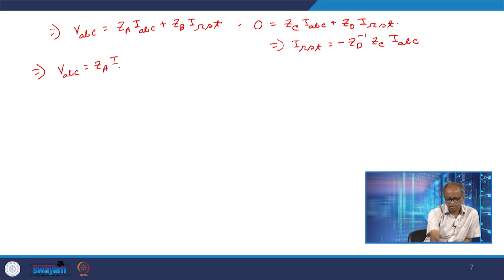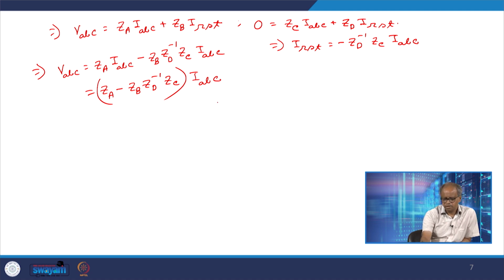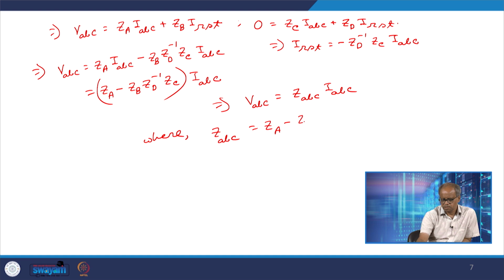So if I substitute this here, I can write down that VABC is equal to ZA IABC minus ZB into ZD inverse ZC into IABC. So ZA minus ZB ZD inverse ZC, into IABC. Or in other words, VABC is the final matrix ZABC into IABC, where ZABC is equal to ZA minus ZB ZD inverse ZC.